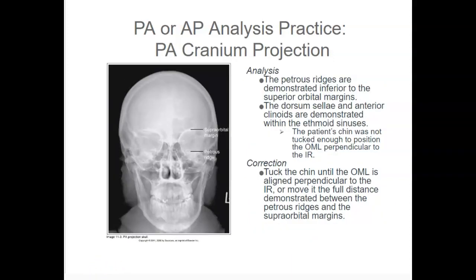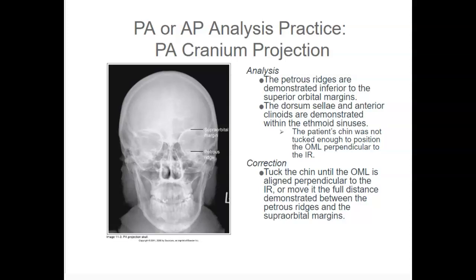In our second practice analysis, this is a PA projection of the cranium. Again, there should be some collimation here because we don't need the mandible on this projection. But let's start with the two positioning errors that we need to identify. Is there rotation? When looking at this image, the lateral cranial cortices and the lateral orbital margins are symmetric. So in my mind, I'm going to say no, there is no rotation.